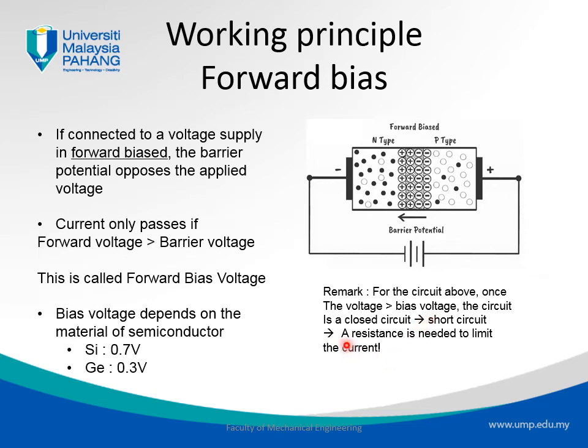So basically what we do is we add a resistance. So if I can change into a pen. So basically what we do is we add a small resistance to make sure that a short circuit will not happen, right? So a resistance is needed to limit the level of our current.